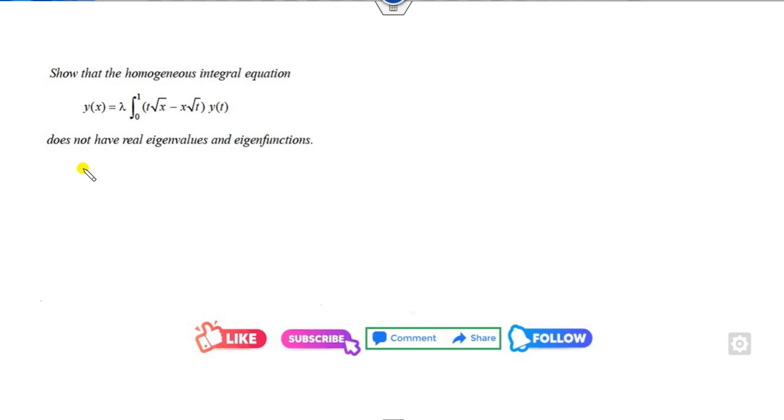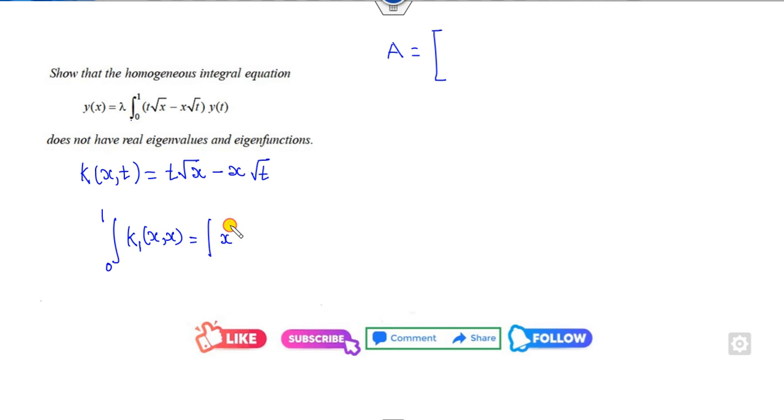Okay, this one, what is my k? K of x comma t is, this is not symmetric. Is it symmetric? No, because k of t comma x is not equal to k of x comma t. So it means the off-diagonal values are not the same. So write the matrix A. K11 is x comma x, integration from 0 to 1. So that will be x to the power 3 by 2, that will be 2 over 3. Again, this integration will be x to the power 3 by 2, so this is again minus 2 over 5.